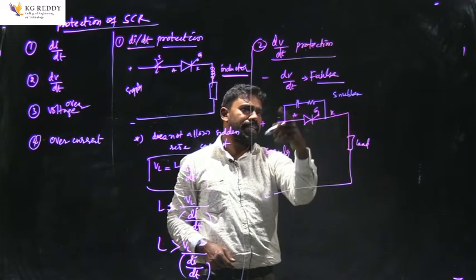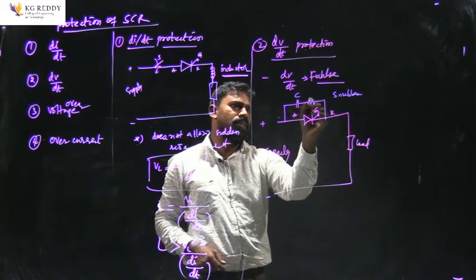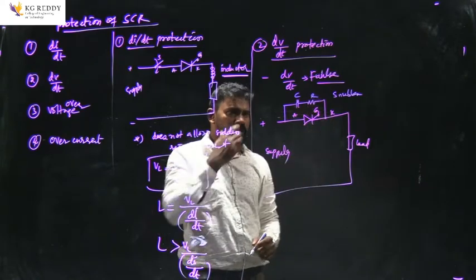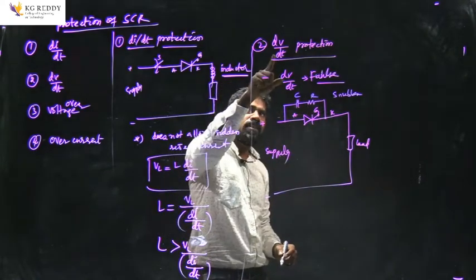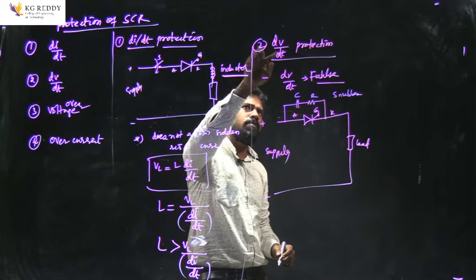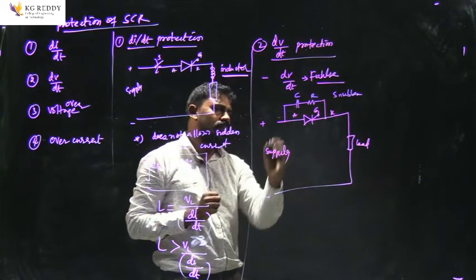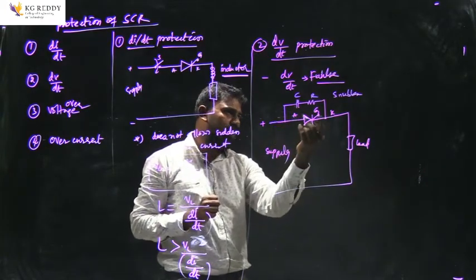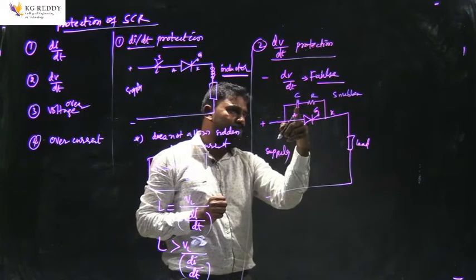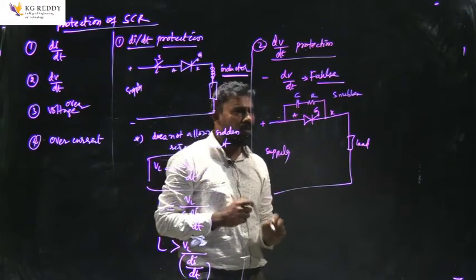So by connecting the snubber circuit, we are providing the protection for the SCR from the dV by dt condition. So how are we going to provide the protection from dV by dt? By connecting the snubber circuit. Now you can see here.